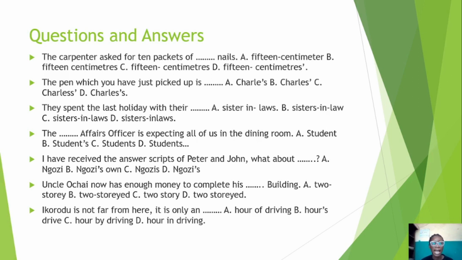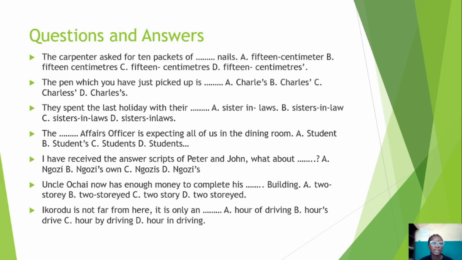Another question, I have received the answer scripts of Peter and John. What about dash? Option A, Ngozi. Option B, Ngozi's own. Option C, Ngozis. Option D, Ngozi's, but now we have an apostrophe before S. The correct option is option D. By having that apostrophe and S, we are already showing possession, so there's no need to pick B and say Ngozi's own. That would only be repetition. Apostrophe and S already shows possession.